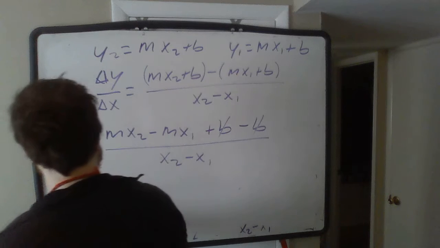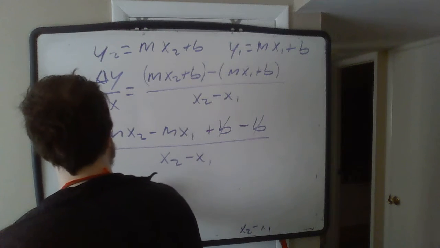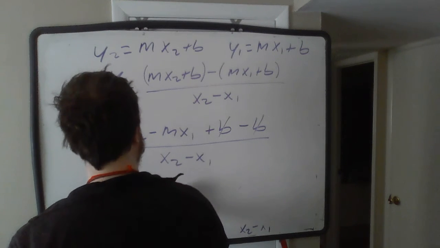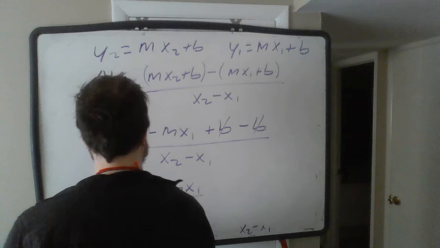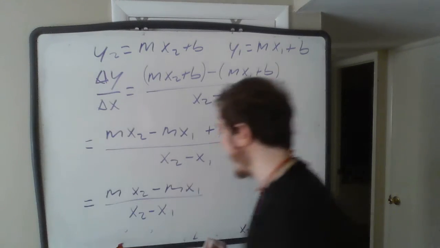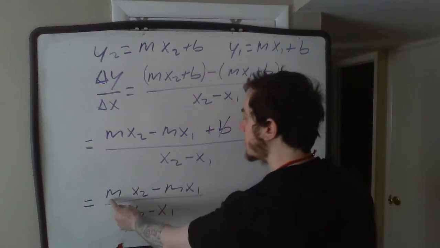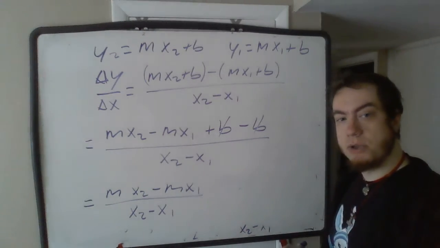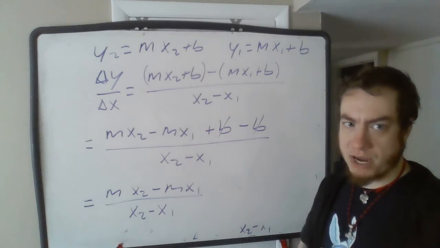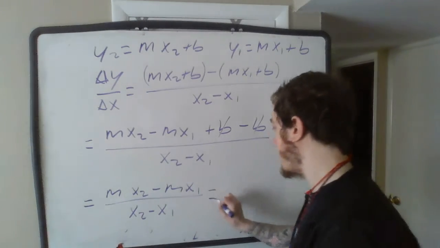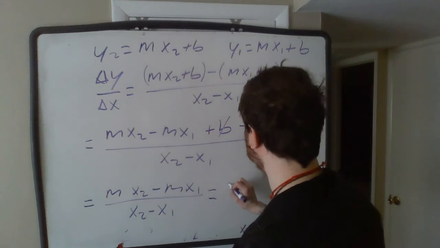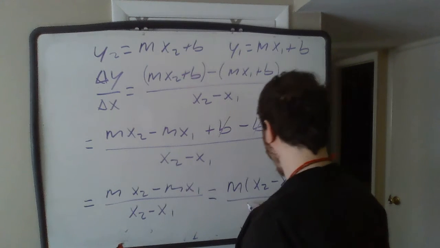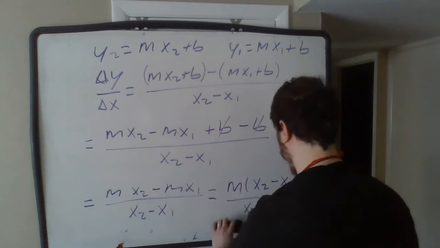And so what I've really got here is m times x2 minus m times x1 divided by x2 minus x1. But you'll notice that everything in the numerator is multiplied by an m. And so what I can do is I can factor the m out of there. I can use distributivity in reverse. And I can say this becomes m times (x2 minus x1), all divided by x2 minus x1.